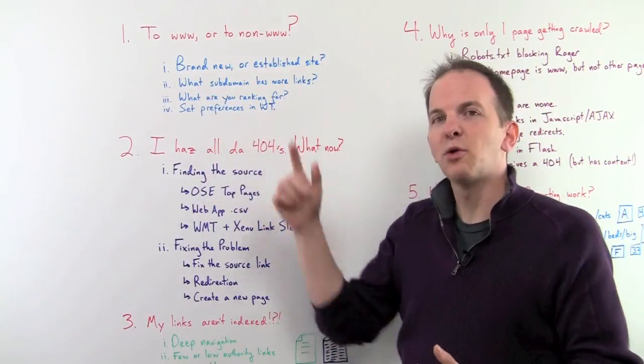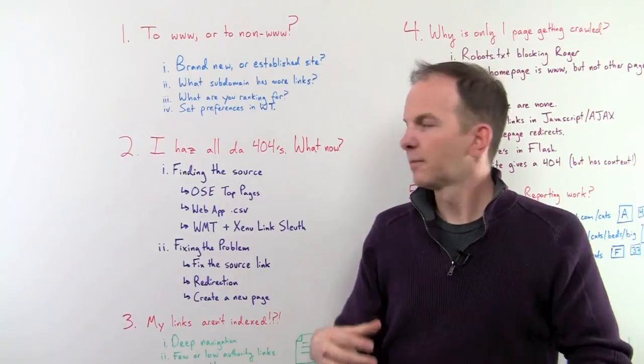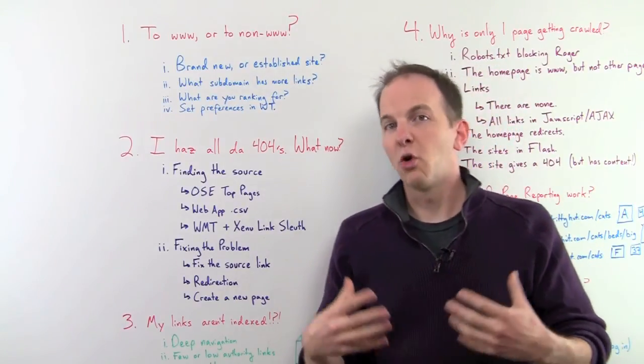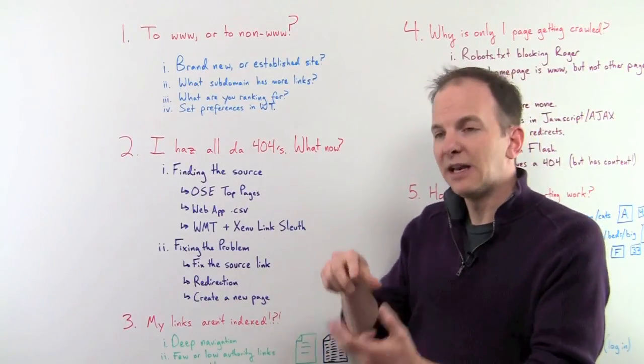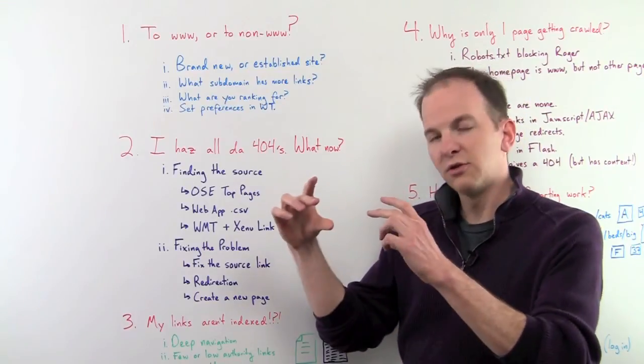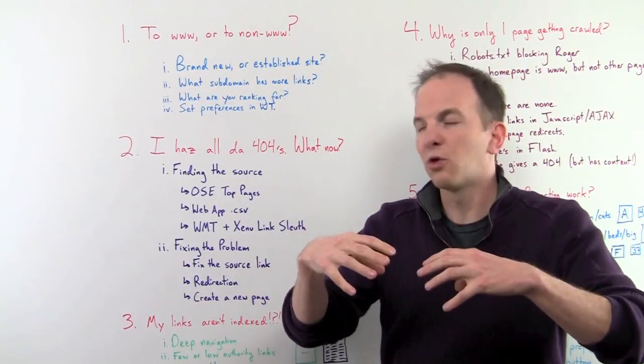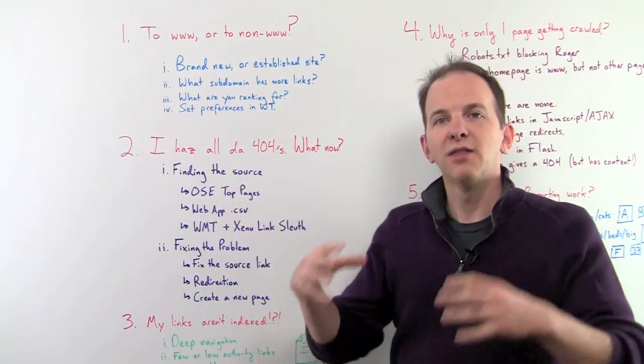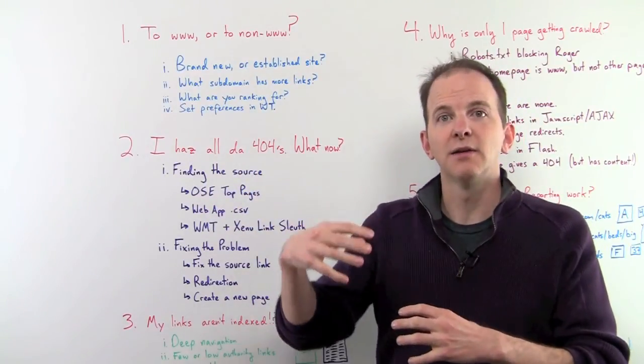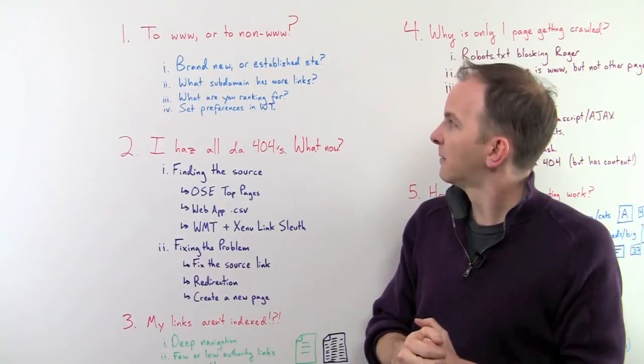First, what subdomain has more links coming into it? Now a good way to determine this is using Open Site Explorer. You can type in each version into the search query and see which one has more incoming links, which one has more domain authority, and pick the one that is more powerful and redirect the other one to reflect that.